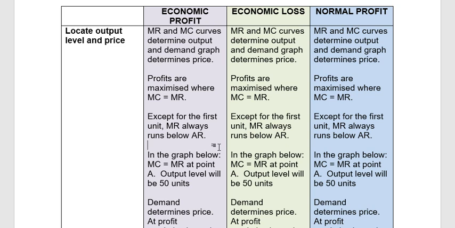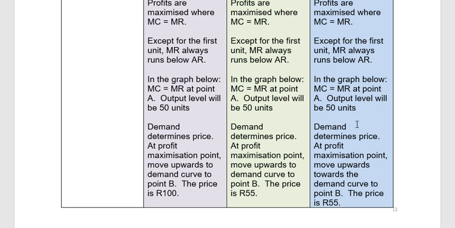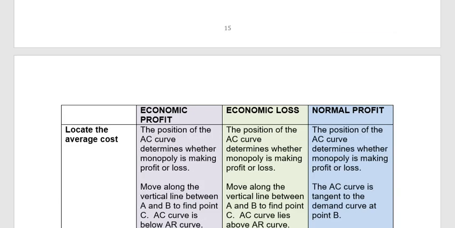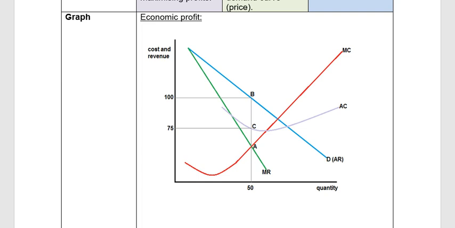Now the rest of this information, you'll see it's the same for all the situations, exactly the same in all the columns of the table. I'm just going to skip ahead to the graph. All of this information now refers to the graph. So I'm going to skip ahead to the graph for economic profit. That's the first one. This is your economic profit. So obviously the first thing that we need to do is find the profit maximization point. We know the rule. Profits are maximized where marginal revenue and marginal costs are equal. So on this graph, it happens at point A.